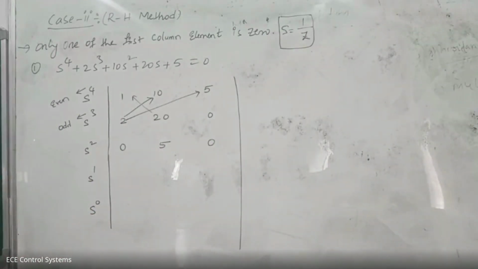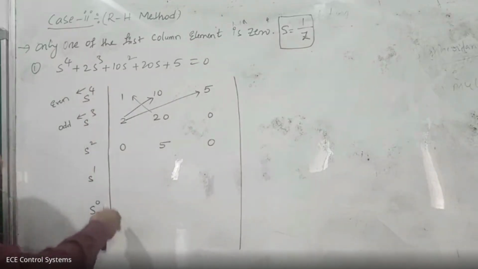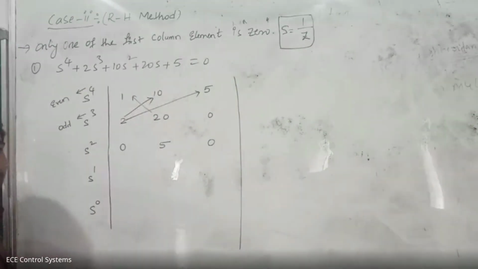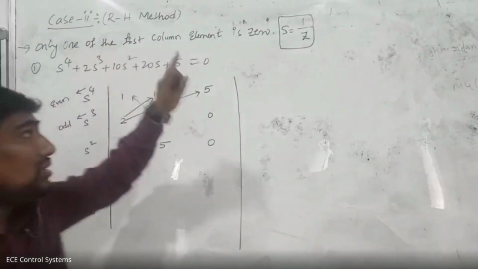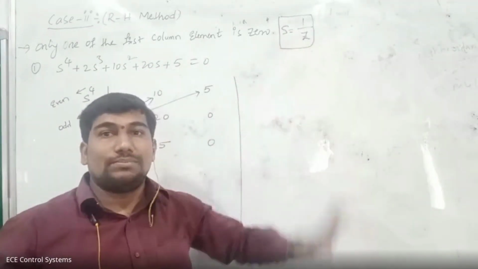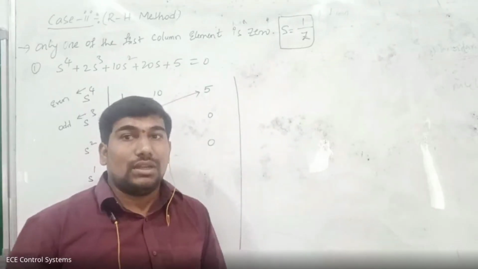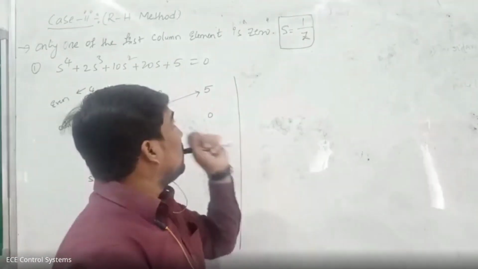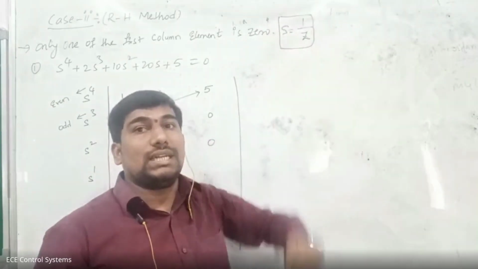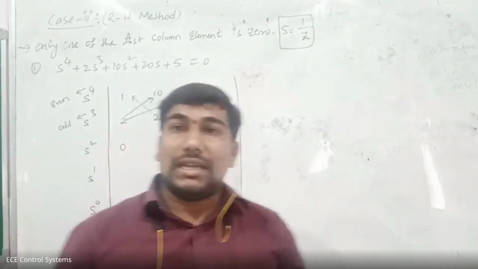What is our main condition in case number 2? If any one of the first column elements is 0, I have to take case number 2. Now, what is our condition in case number 2? I have to replace S with 1 by Z in our characteristic equation. In our characteristic equation, instead of S, you have to write 1 by Z. That's the condition for case number 2.